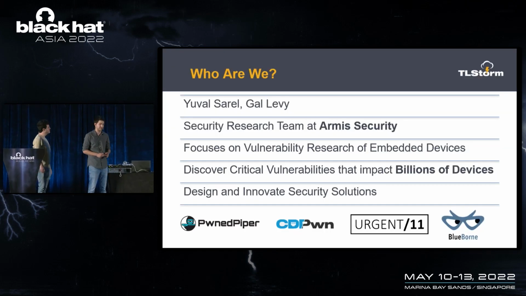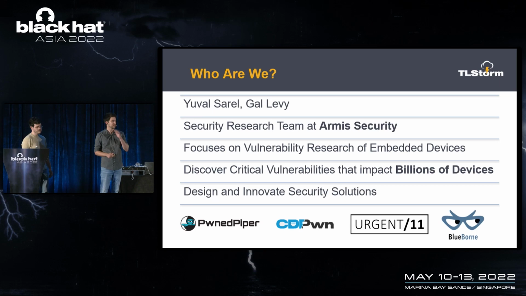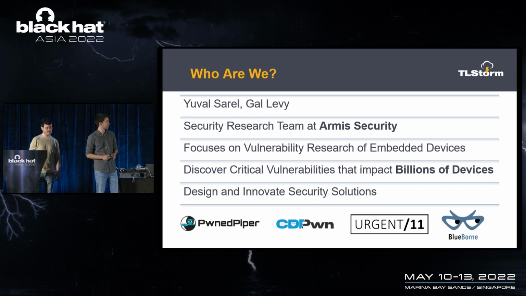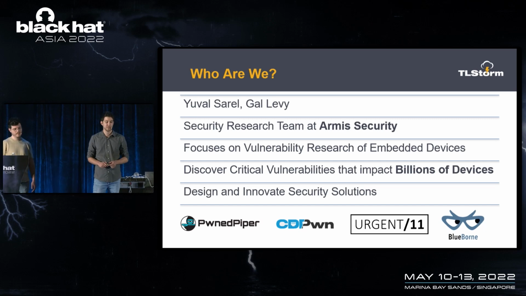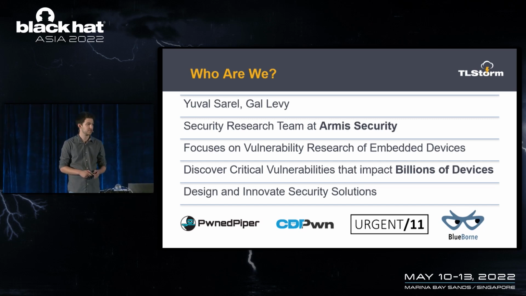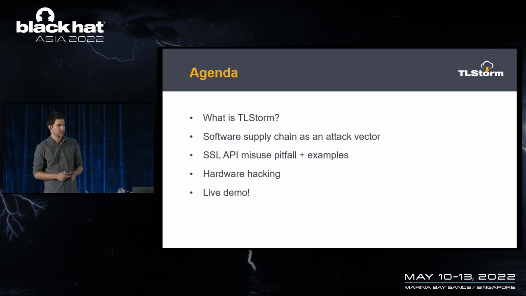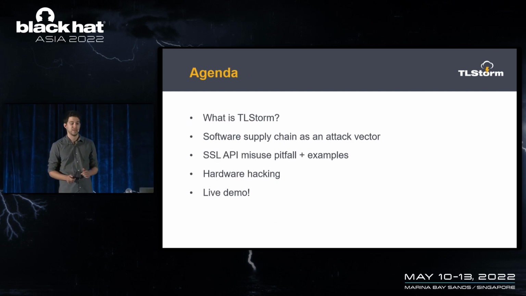OK, so first, a quick word about Armis. Armis is a company that does passive network monitoring, asset inventory, and anomaly detection. We are part of the research team, which focuses on vulnerability research of embedded devices. We discover critical vulnerabilities that impact billions of devices and design and innovate security solutions to mitigate the risk that stems from IoT devices. And this is what we're going to cover today.